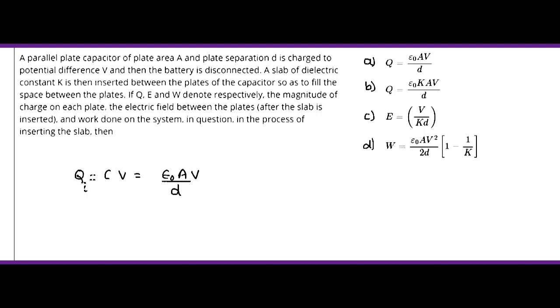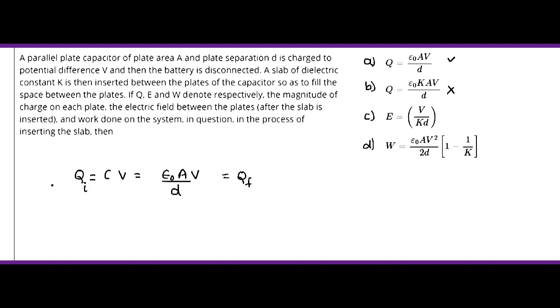Now when we have disconnected the battery, would the charge change? Charge won't change. Why? Because charge would remain conserved. There is nothing to bring or to take the charge. So initial and final charge would remain the same. So it would be epsilon A V divided by D. That means option A would be correct and option B is wrong.